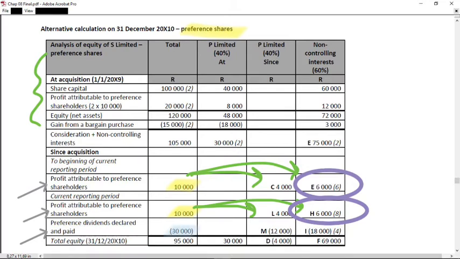But what I'd like you to see now is that you can understand what that 30,000 Rand relates to. The 30,000 Rand is declaring that 20,000 Rand that you've attributed to them at acquisition date, and the 10,000 Rand that you've attributed to them in the since to opening balance period. That gives you the 30,000 Rand that was declared in the X10 period. This 10,000 Rand attributed to them in X10 is an additional amount attributed to them relating to the X10 reporting period.